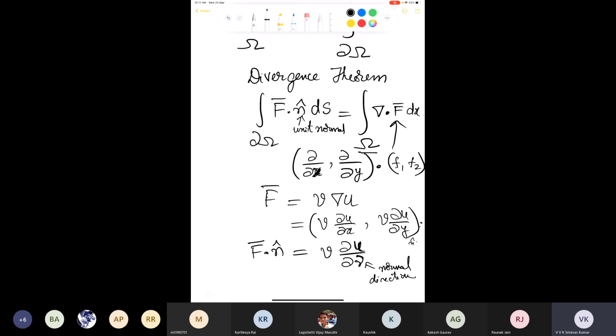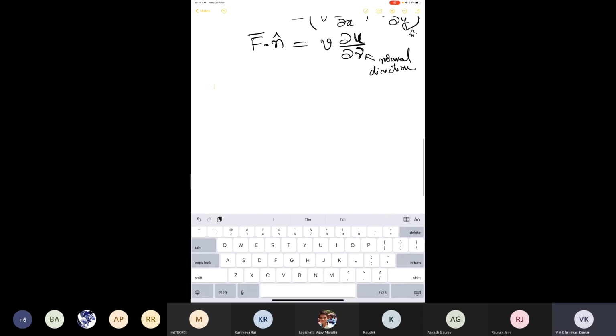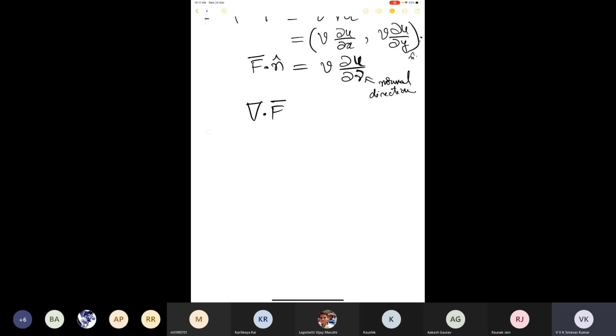And now substitute what is the divergence of f bar here. This is del dot f bar, where f bar is v grad u. So this is like the product rule; we have to apply the product rule. This will be v times Laplacian of u plus grad v dot grad u. These are two vectors, so it is a dot product.